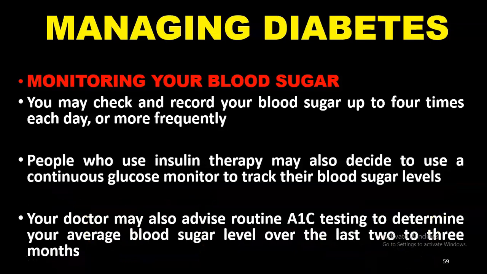So, monitoring your blood glucose. How do you monitor your blood sugar level or your blood glucose level? You may check and record your blood sugar up to 4 times each day or more frequently if you are on insulin, depending on your management or treatment plan. The only way to guarantee that your blood sugar level stays within your desired range is through careful monitoring.